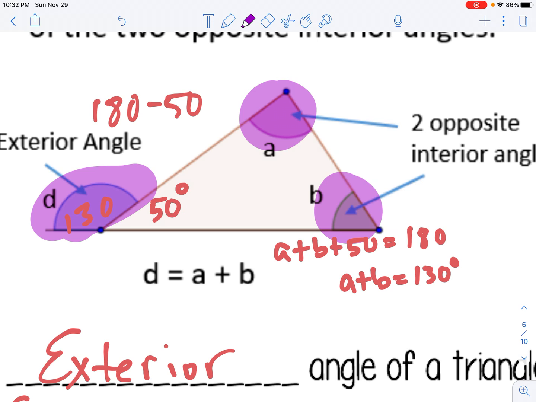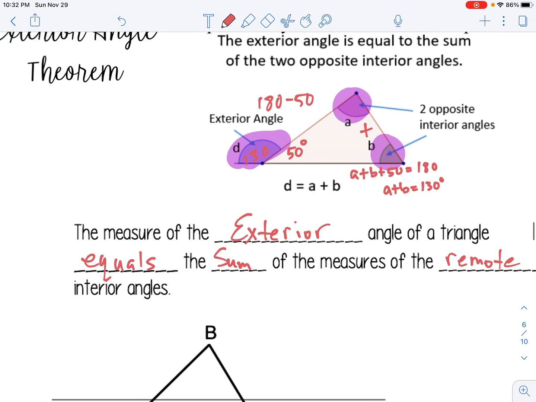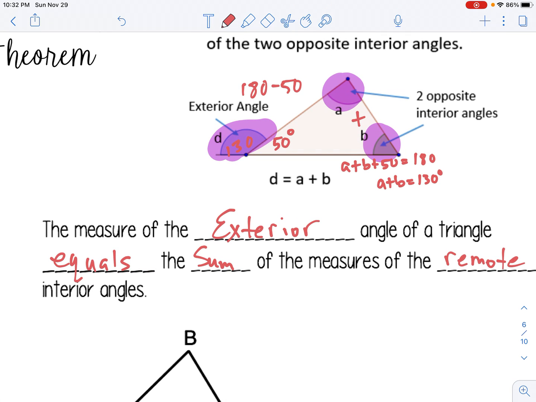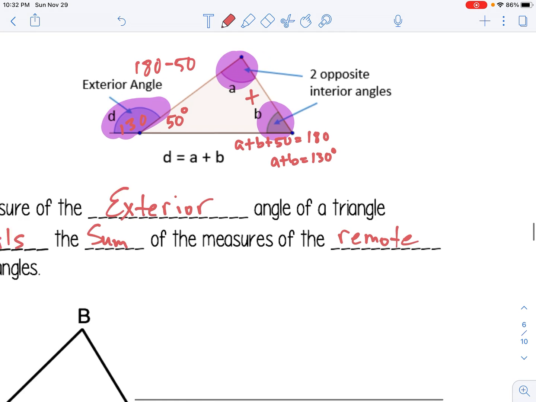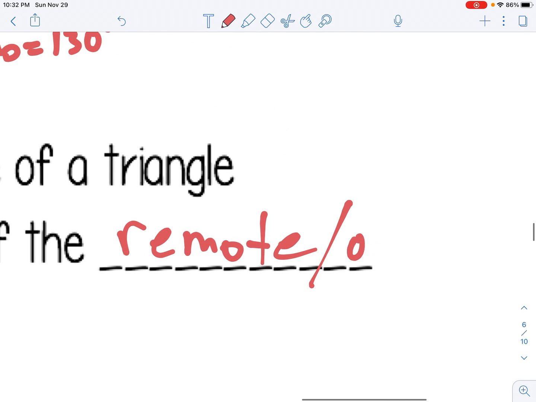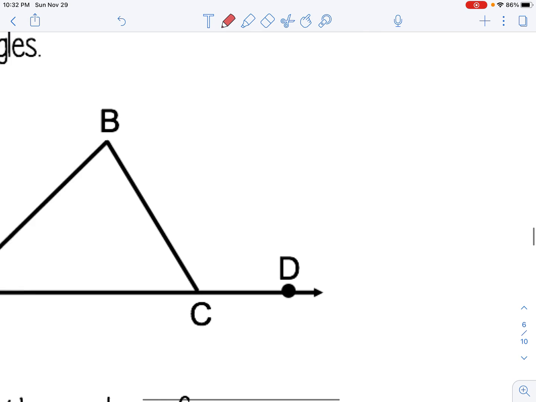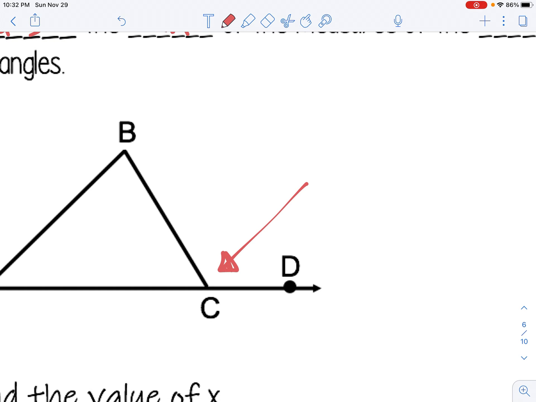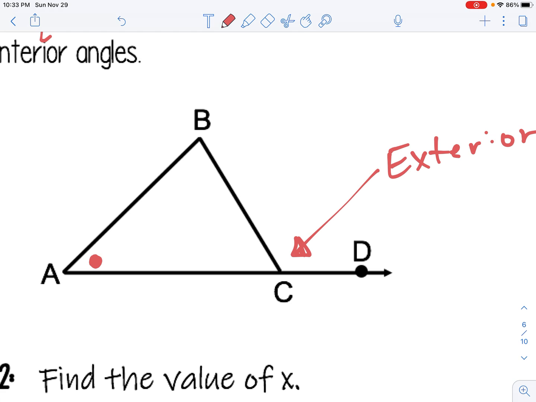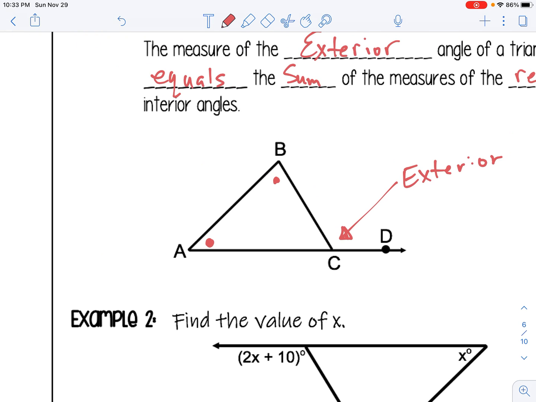So to set up our equation, we're just going to add those two angles together, equal it to that outside angle. So we have this: the measure of the exterior angle of a triangle equals the sum of the measures of the remote interior angles, or what we can call the opposite interior angles as well. We can talk about it one way or the other. The exterior angle is this guy on the outside. That's our exterior angle. That's always going to add up to the two angles on the opposite on the inside.